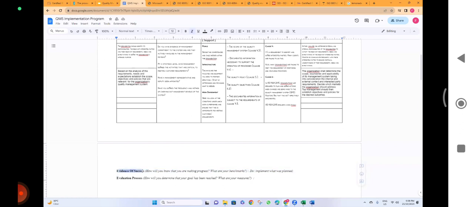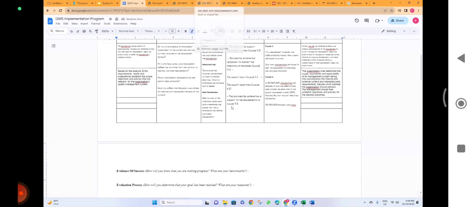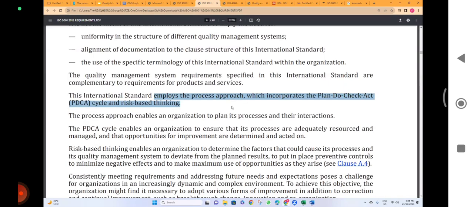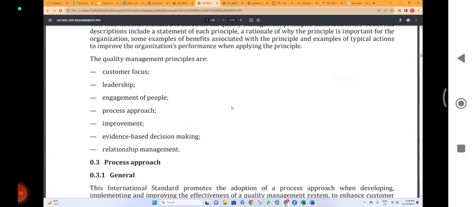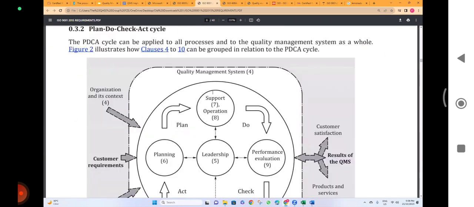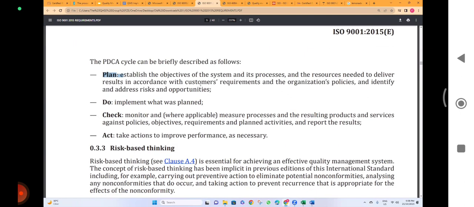Here now we need evidence of success. How will you know that we are making progress? What are the benchmarks? And then you come over. The benchmarks, how do you know that you're going to do? You are going to know that because of the goal setting requirements. If you scroll down here, you're going to see that under planning, this is called the goal setting requirement.